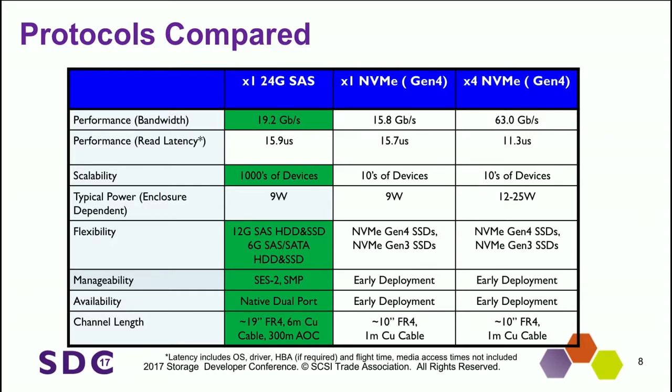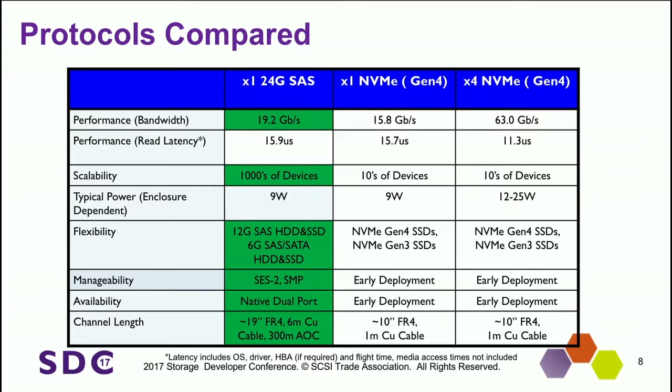Latency, again, SAS by 1 compared with NVMe by 1. In a particular generation, SAS 24 gig versus Gen 4, or SAS 12 gig versus Gen 3, you're going to see fairly similar latencies when you just look at the host bus adapter, the host software, and the infrastructure. This does not take into account the media, which you'd have to add in both cases. When you get to by 4, it takes a little less time from a latency standpoint, but it's not a dramatic amount.